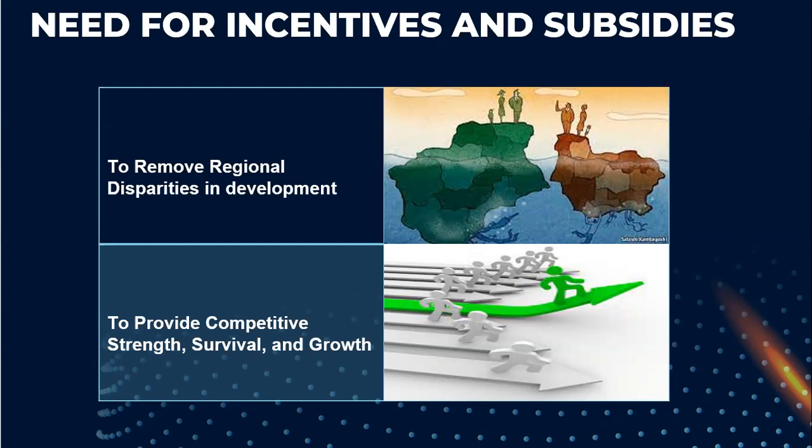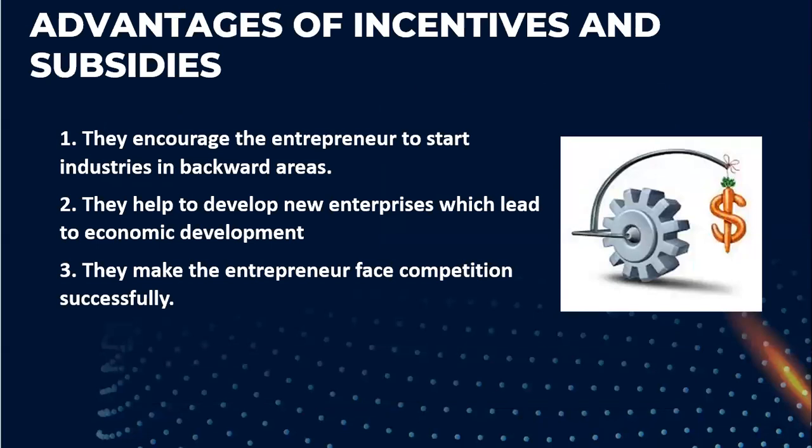To provide competitive strength, survival, and growth: sometimes incentives have to be given for the survival and growth of the industries. Concessional finance and tax relief are given for this, whereas reservation of certain products and price preferences are given for improving the competitive strength among the entrepreneurs.